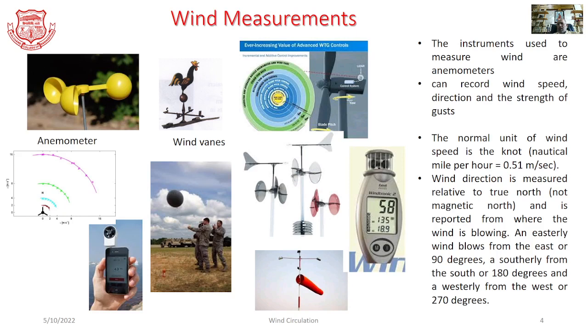Also, typically the wind directions are mentioned with certain specialized terminology. Say, for example, the easterly wind. This easterly wind blows from the east, or say 90 degrees. Southerly wind from south or 180 degrees. Westerly winds from the west or 270 degrees, and accordingly.